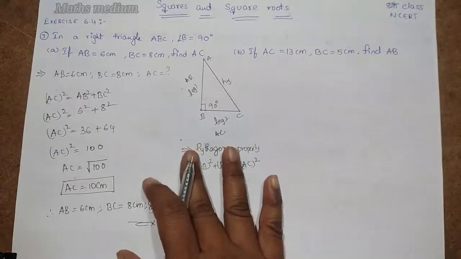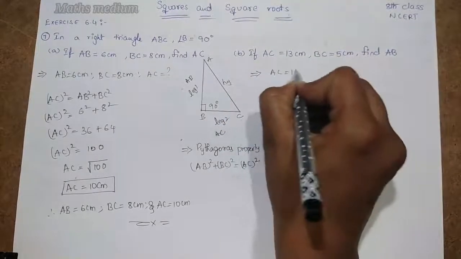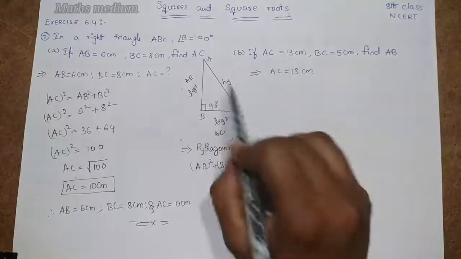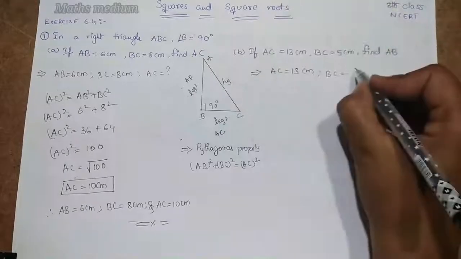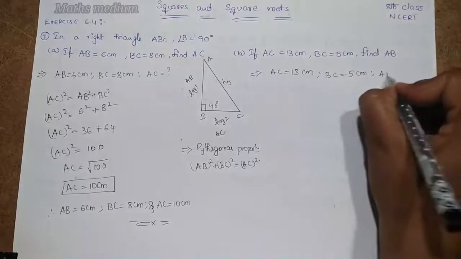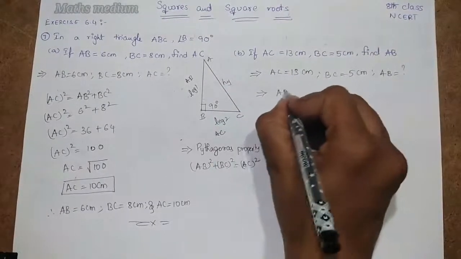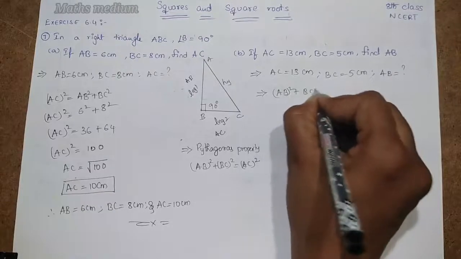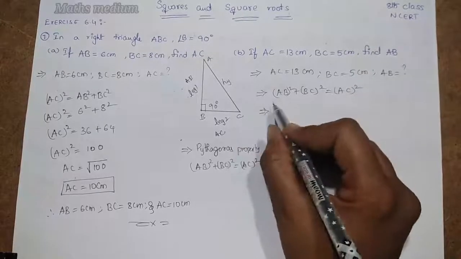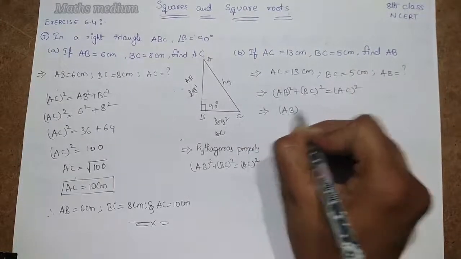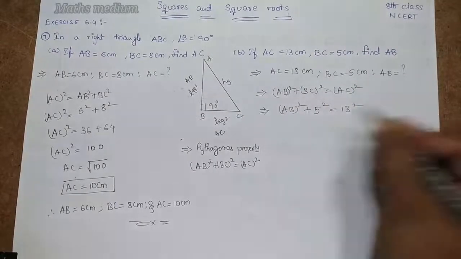Similarly, the same Pythagoras property applies to this one also. So let's take AC is equal to 13 centimeters. Here the hypotenuse is given and leg BC is given, but we have to find the other leg. That is simple, right? By using this formula, we have to find AB. By using the same property, AB square plus BC square is equal to AC square. Now we don't know AB, so leave it as it is. AB square plus BC square, which is 5 square, equals AC square, 13 square.